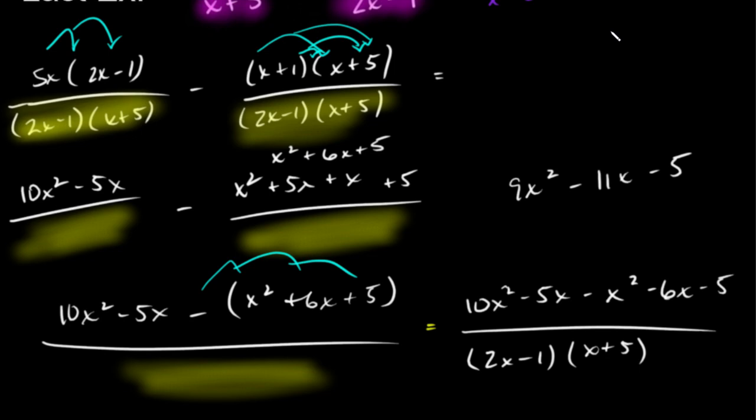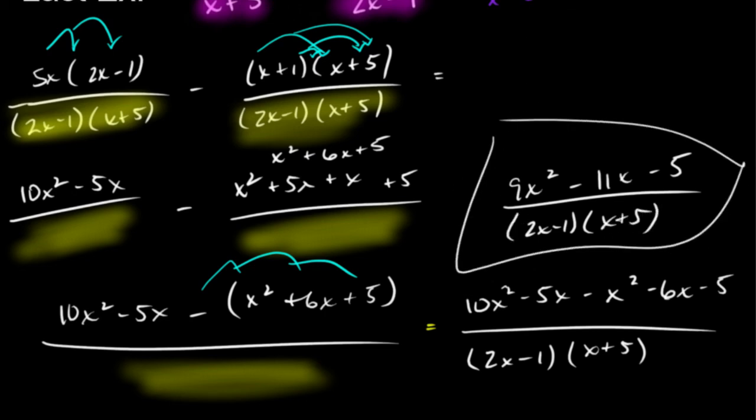45. Factors of 45. 1, 45, 2, nothing. 3, nothing. 4, nothing. 5, 9. 6, nothing. 7, nothing. 8, nothing. 9, 5. No, we're done. So nothing, no factors. So the final answer is going to be this divided by 2x minus 1 over x plus 5. Wow. It was a long, arduous journey, but we made it there.